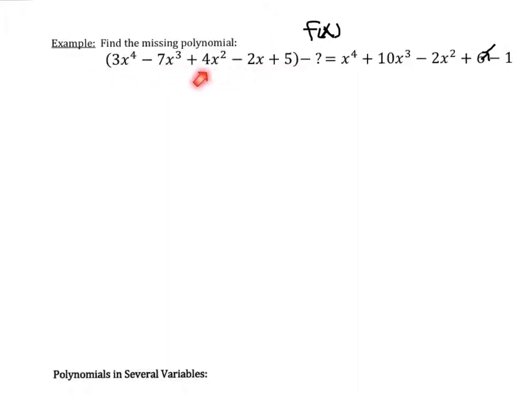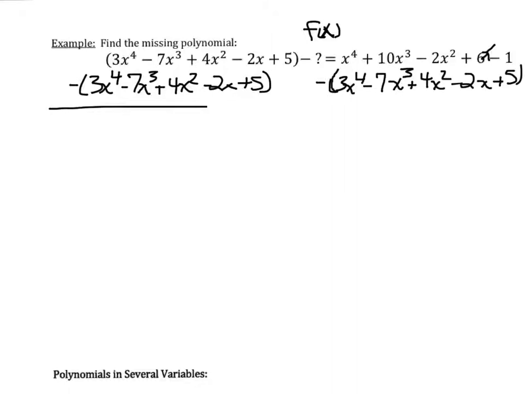The reason why I know I have to subtract this thing is because that's the plus sign, or a positive, on the outside of that parentheses there. And if I ever want to get rid of a positive in an equation or get it to the other side, I have to subtract that thing from both sides. And so that's what I'm going to do here. I'm going to subtract this 3x to the fourth minus 7x cubed plus 4x squared minus 2x plus 5 from both sides of this equation here.